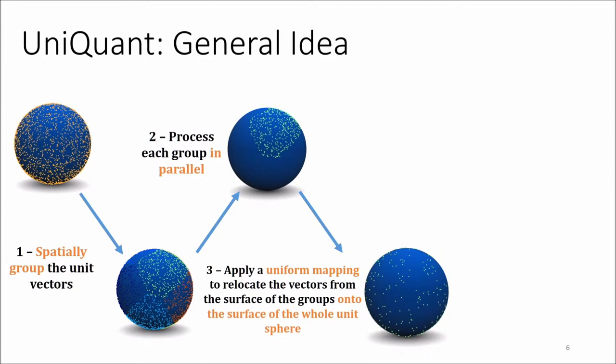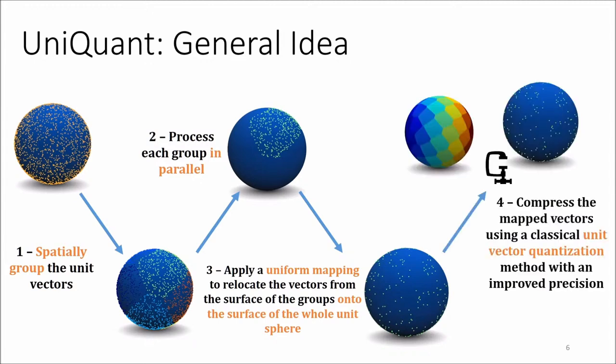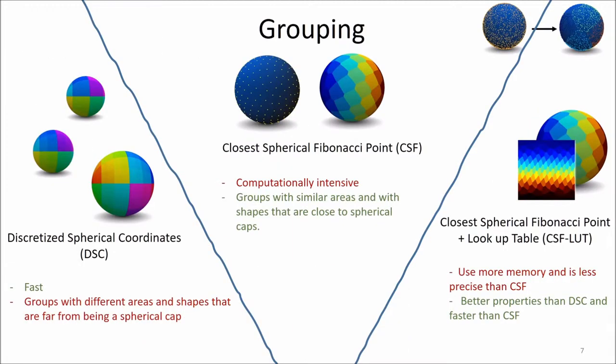In practice, the mapping is not done from the quantization point sets on the surface of the whole unit sphere to the surface of our small group. We inverse map the points, aka the unit vectors, from the surface of the groups to the surface of the whole unit sphere, where they can be compressed with an improved precision compared to classical quantization method using any quantization method you want.